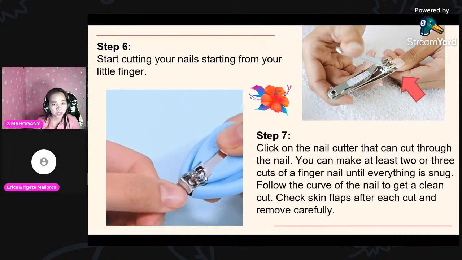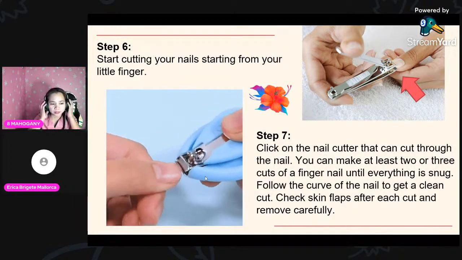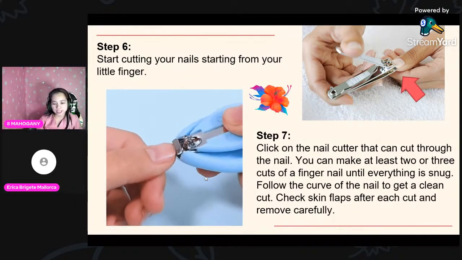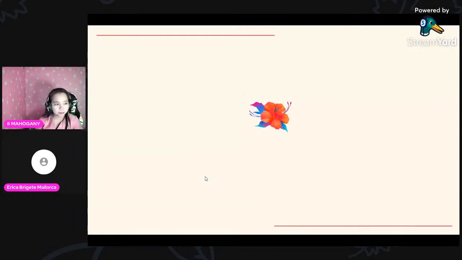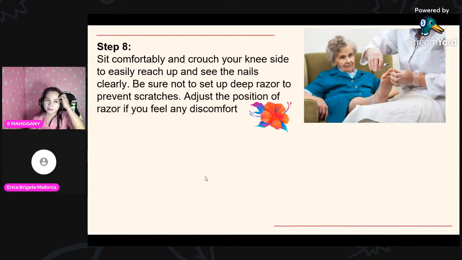Naintindihan po ba yung explanation natin? Very good. Okay, thank you. Next po tayo. Step number 8, sit comfortably and crouch your knee to easily reach up and see the nails clearly. So take a look at my sample picture. Pag kayo po ang manicurist, kailangan ganyan yung position. Okay po? Be sure not to cut too deep to prevent scratches.